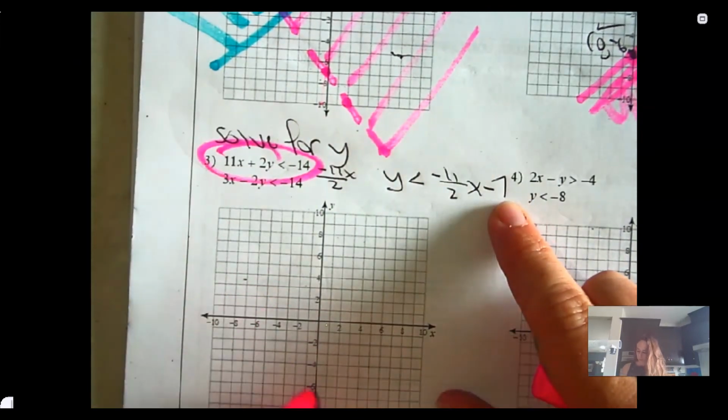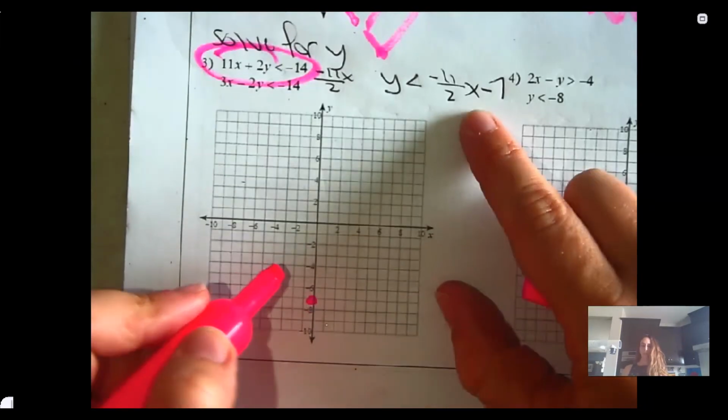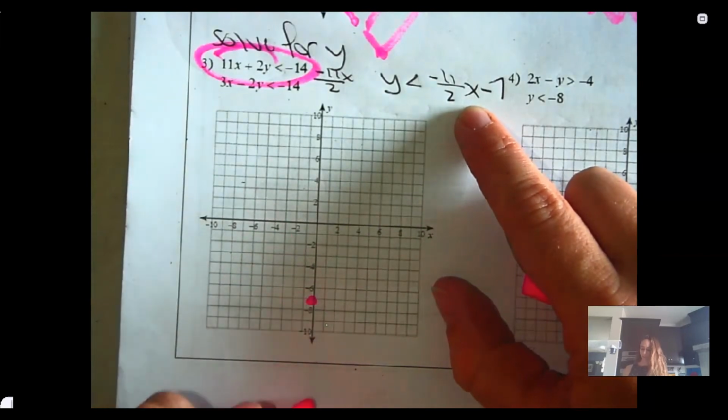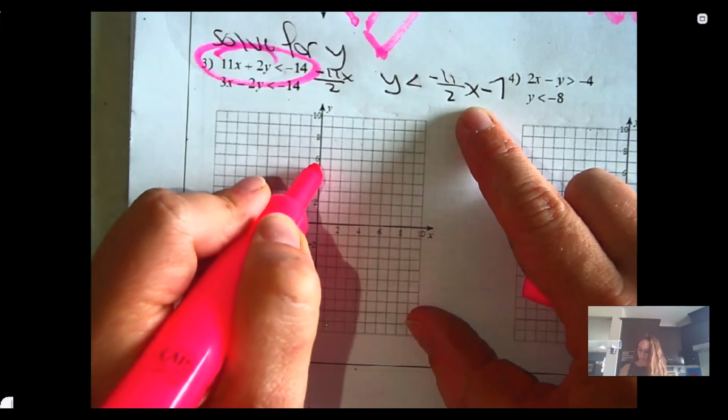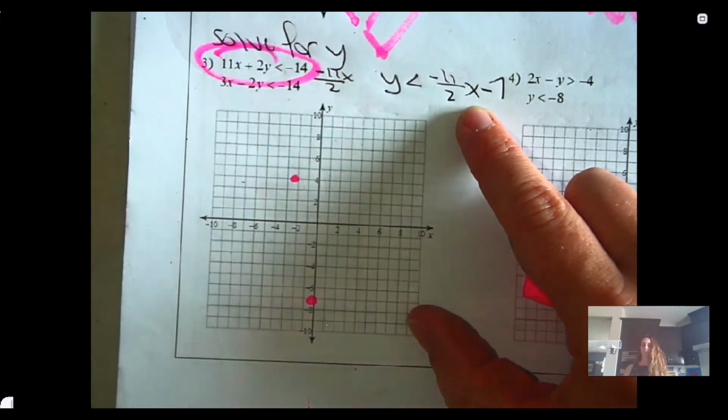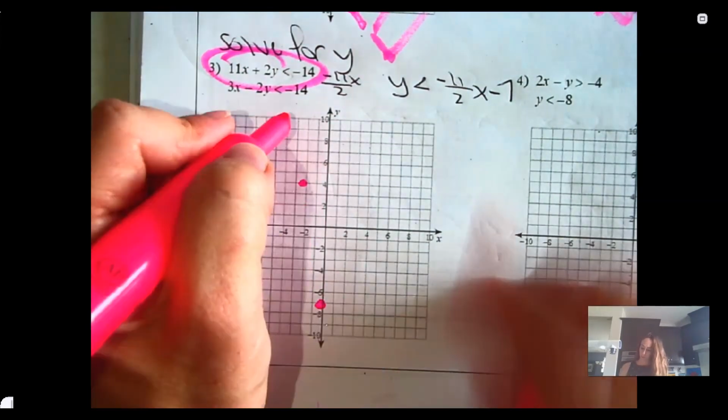Down 7. Down 11, right 2. I can't go down 11, right 2. What I can do is go up 11, back 2. So I can go backwards. Dashed.